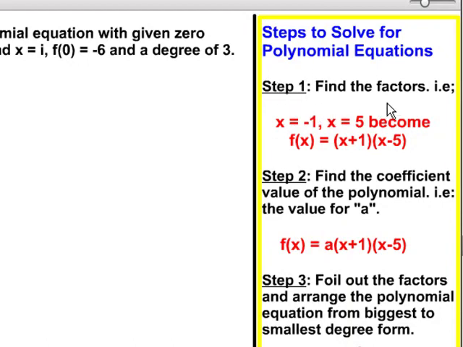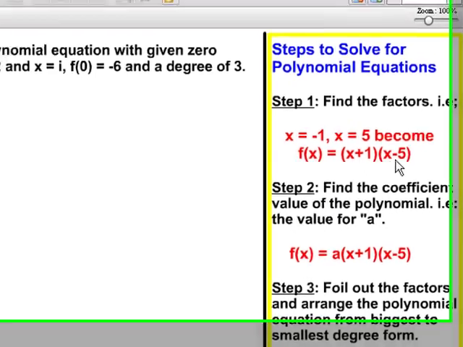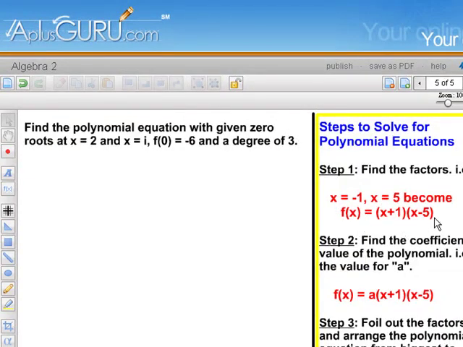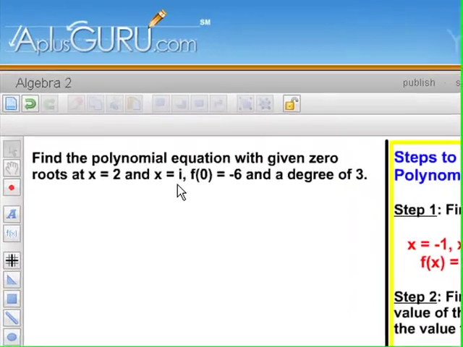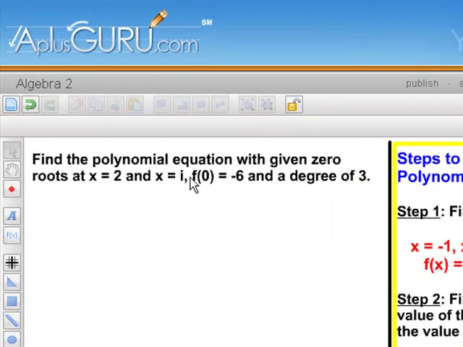Step 1 says to find the factors. That is, let's say we were given the zeros at x equals -1 and x equals 5, it becomes f of x equals (x plus 1)(x minus 5), just how we used to do when factoring quadratic or polynomial equations. Now, in the question that we have here, our zero roots are at x equals 2 and x equals i. Now you notice that i normally has two roots, a positive root and a negative root.